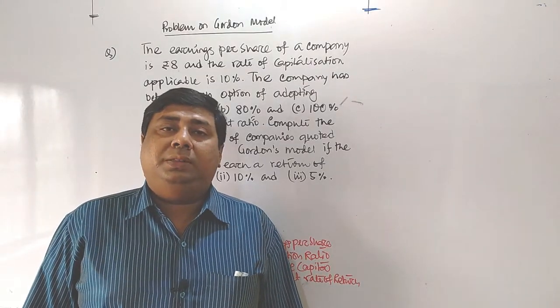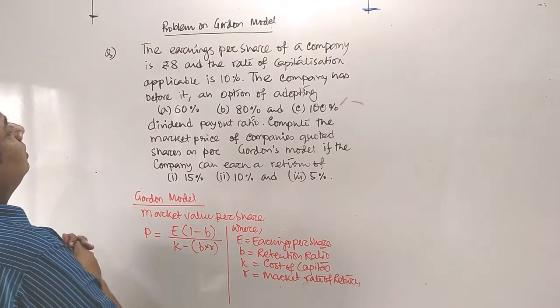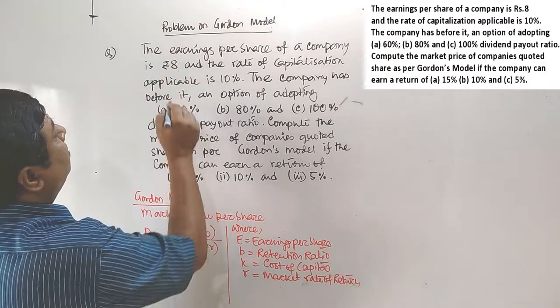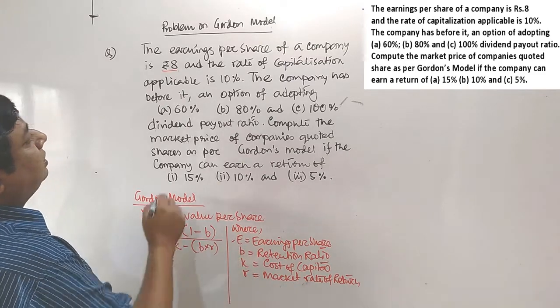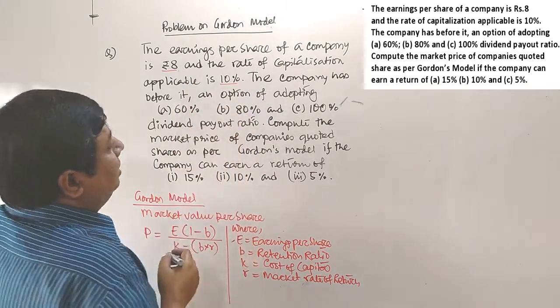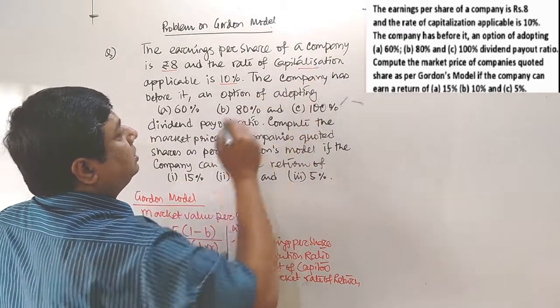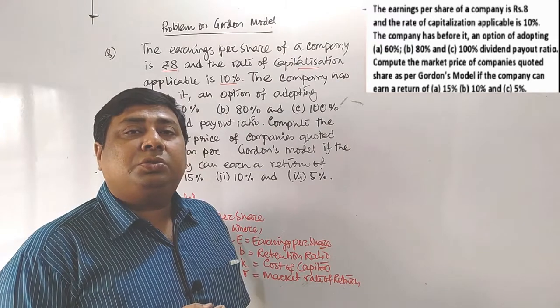Let's solve another example of Gordon model. The earning per share of a company is rupees 8, that means E is rupees 8, and the rate of capitalization applicable is 10%. Rate of capitalization mostly represents cost of capital.